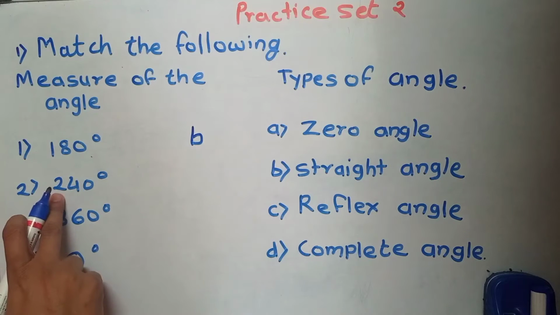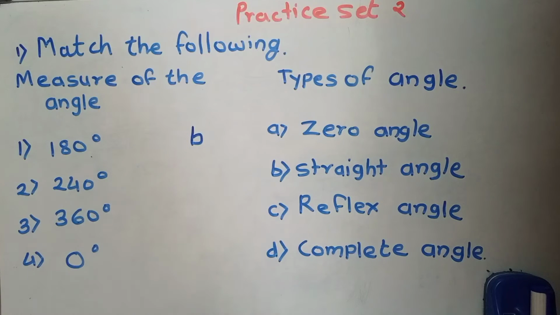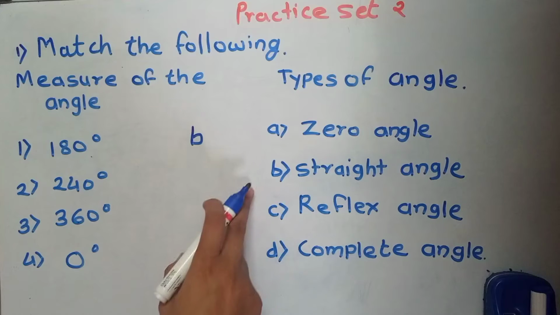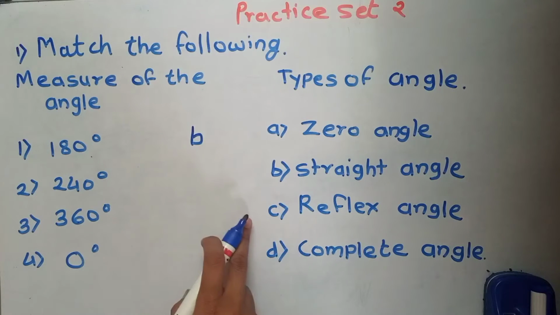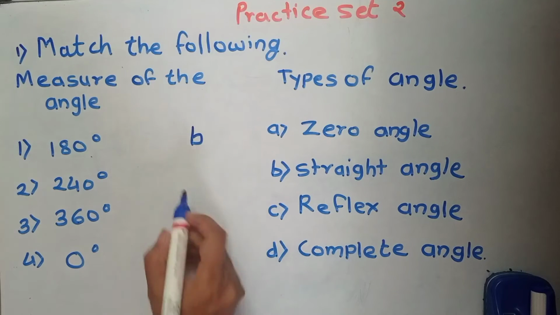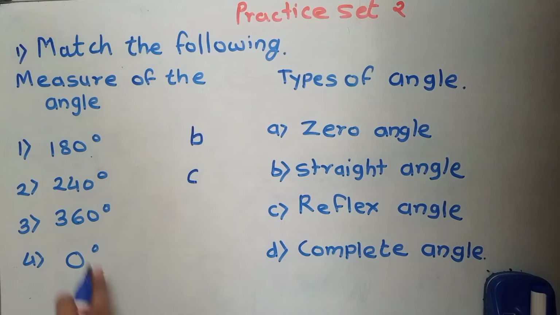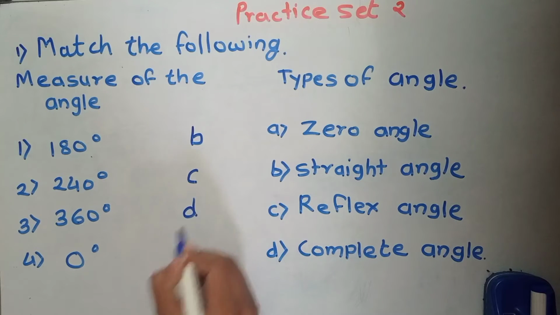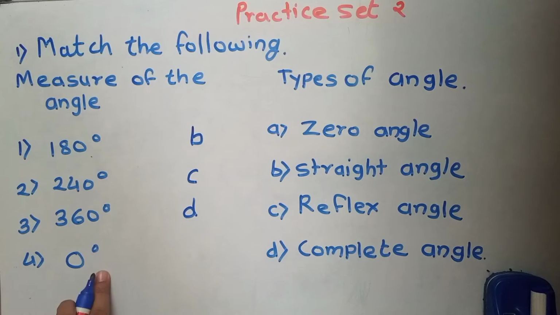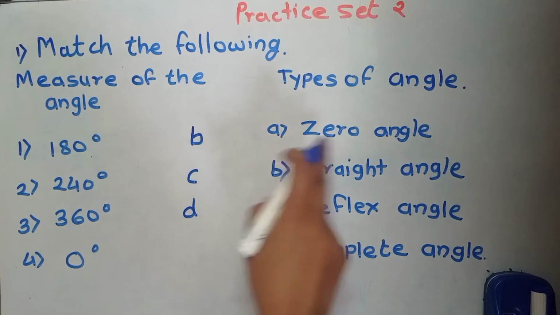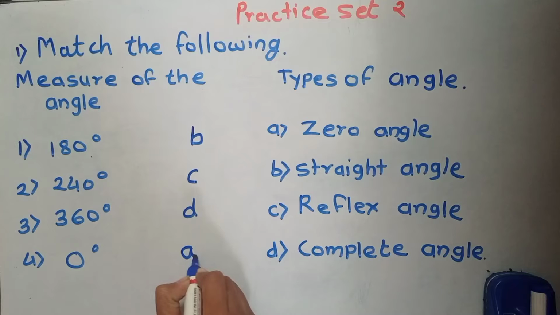Second is 240 degree angle. Which is this angle? So this is the reflex angle. So you have to write down here C. Third is 360 degree angle. 360 degree angle means that is the complete angle. So you have to write down here D. Fourth is 0 degree, that is 0 angle. So you have to write down here A.